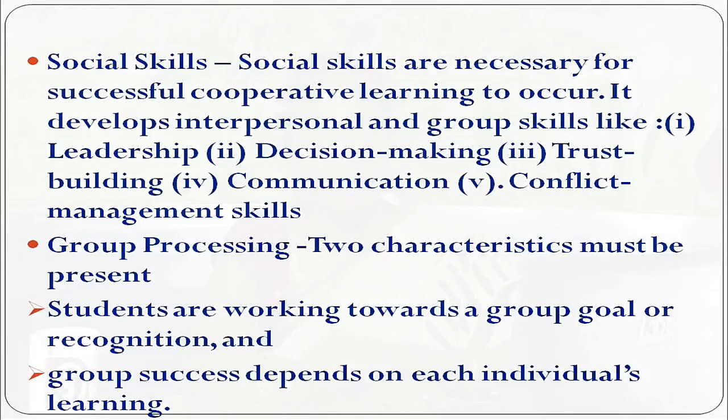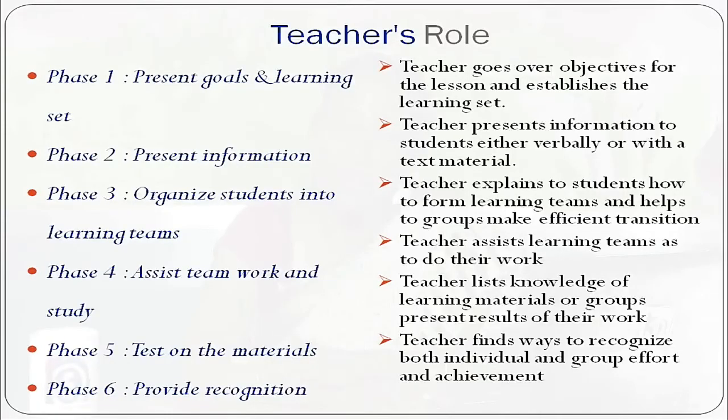And second is that group success depends on each individual's learning. If one is not working and only a few are working, then the success rate may be low. So group success always depends on each individual's learning, each individual's contribution. Now the important part is, what is the teacher's role here? Initially I told you that the teacher's role is passive, but the teacher is here. Students are active in a student-centric method, but the teacher's role is also there. He is a motivator, he is a guide, and he works behind the curtain.